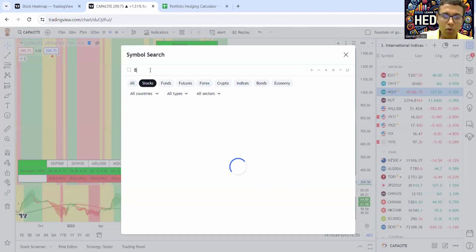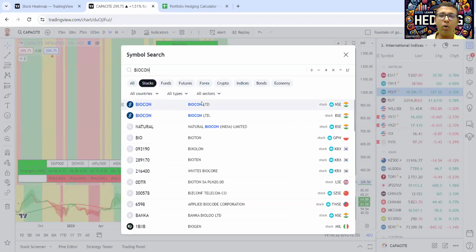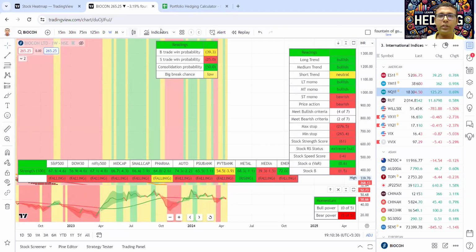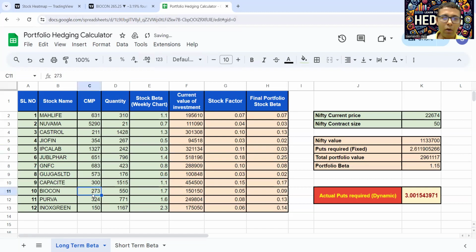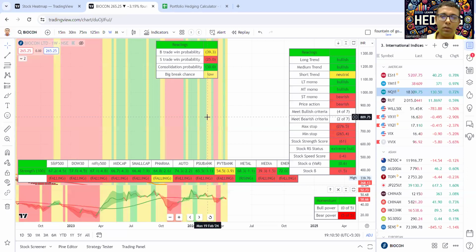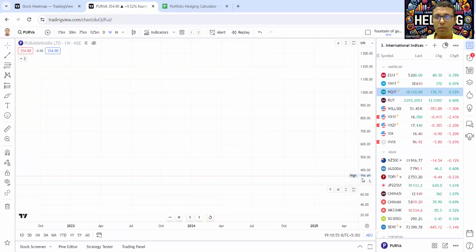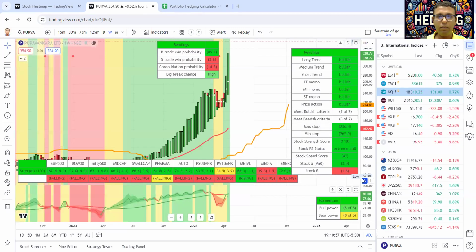Let's look at Biocon. Biocon में बहुत बार breakout की attempt आ रहा है, not successful. 265 and stock beta is 1.5. So we will go Biocon 265 and stock beta is 1.5. Then we have Purva, 1.6 stock beta and 355.